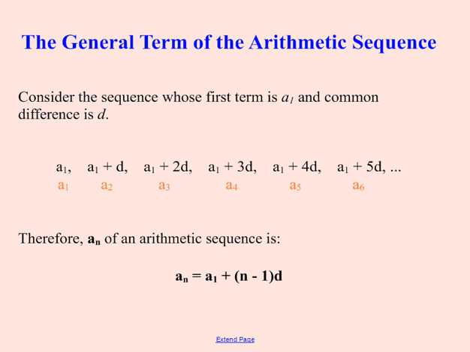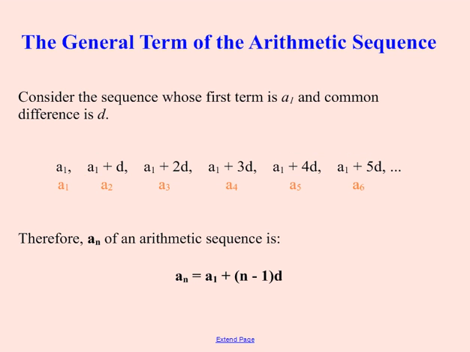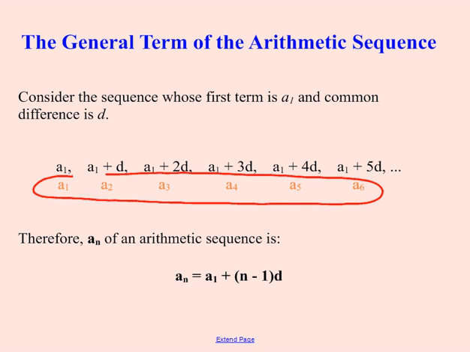All right, the general term of the arithmetic sequence. So consider the sequence whose first term is a sub 1 and common difference is d. Okay, so we're going to talk in unknown quantities here. A sub 1 is our first term. So what I have here up above is our actual sequence. And down below, just underneath it, I'm identifying the term of the sequence, meaning what numbered term it is.